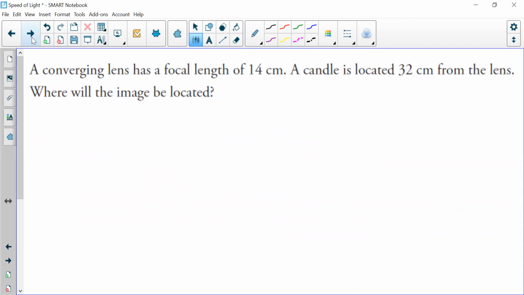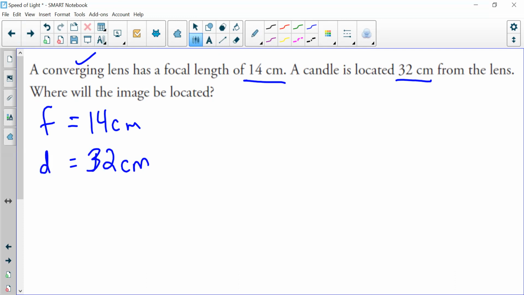A converging lens has a focal length of 14 centimeters. A candle is located 32 centimeters from the lens. Where will the image be located? What is the 14? Focal length. Good. Is it a positive or a negative? Positive. Very good, because it's a converging lens. What's the 32? DO. Good. And do we have to change the sign of DO? No, it's always positive. DO is always positive. Very good.